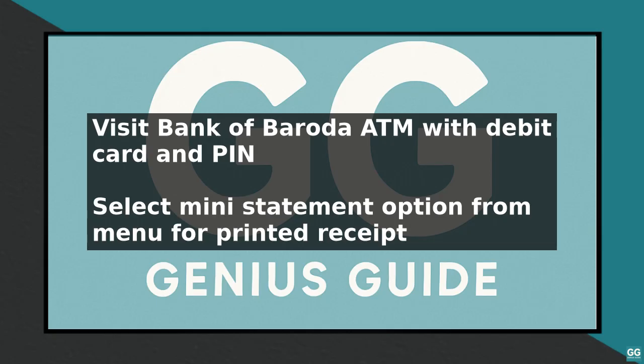Insert your debit card, enter your PIN, and select the mini statement option from the menu. Your recent transactions will be printed on a receipt. Alternatively, you can give a missed call to the Bank of Baroda mini statement toll-free number. You will receive an SMS with your account balance and recent transactions.